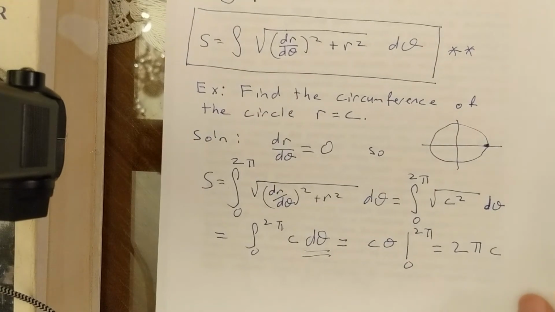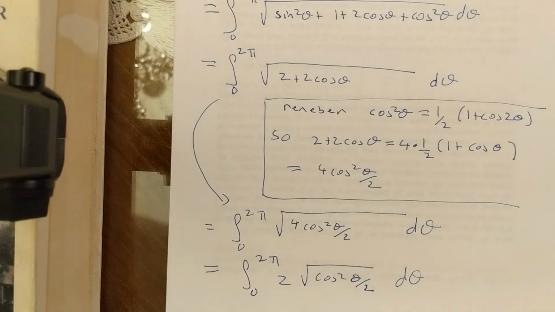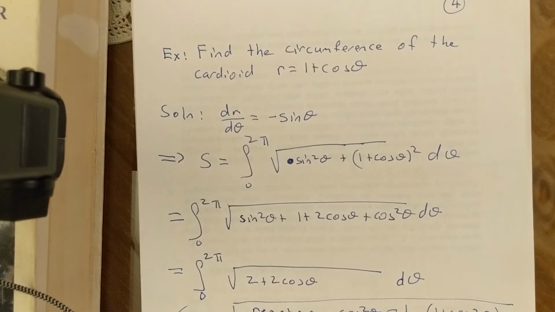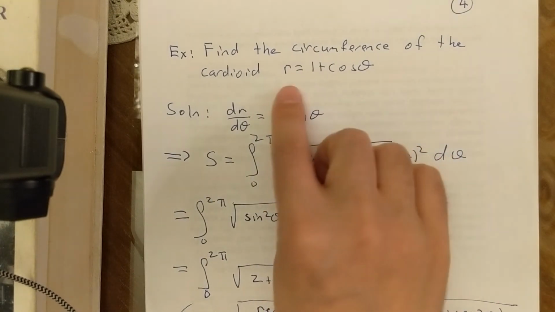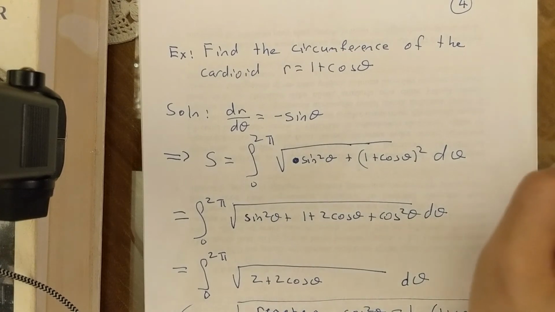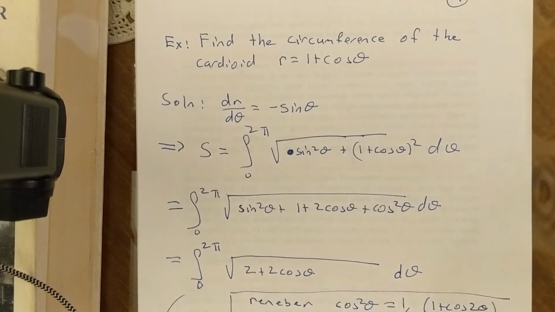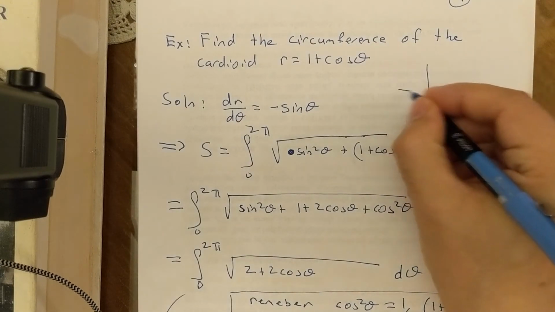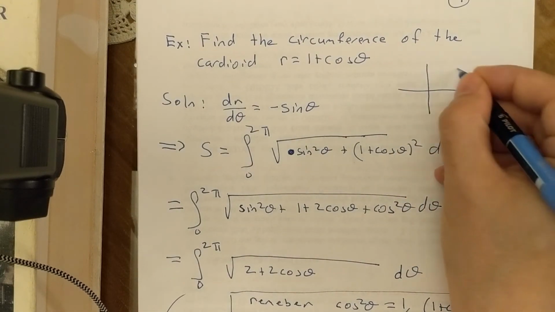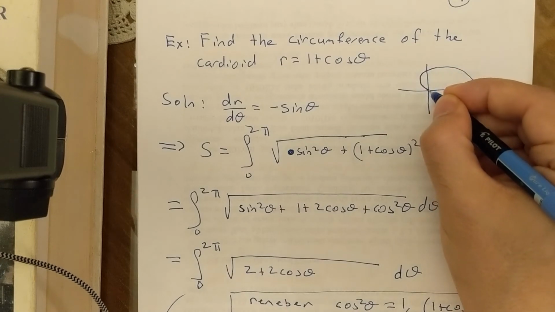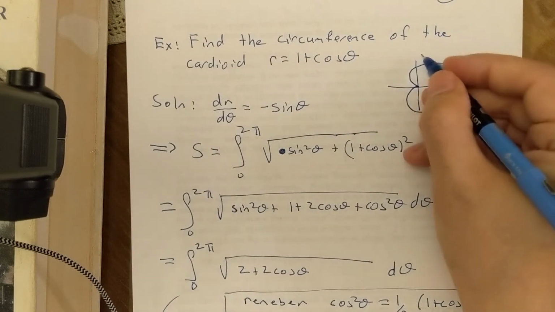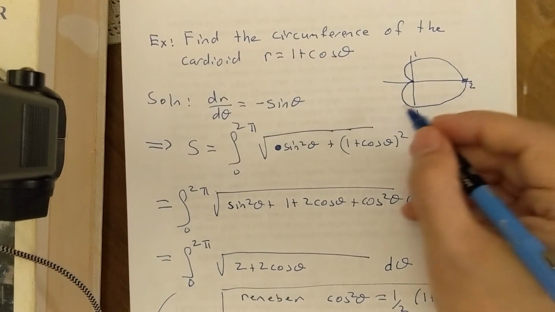Okay, so now this was an easy example. Let's do an average example. Let's do something more interesting. Again, we're going to go back to our good old friend 1 plus cosine theta. So we have the cardioid 1 plus cosine theta, and I would like to find its circumference. Remember, we drew this before. We keep drawing this. This cardioid looks like a heart. That's why it's called a cardioid, right? It's something like this, and this point is 2. And here is 1. Here is 1.